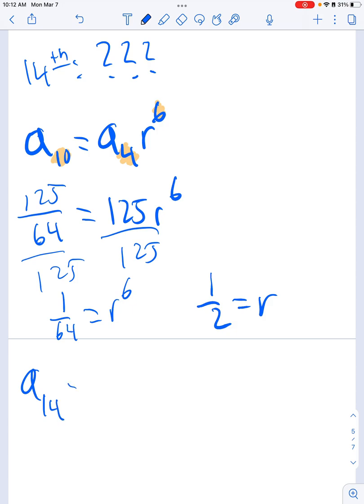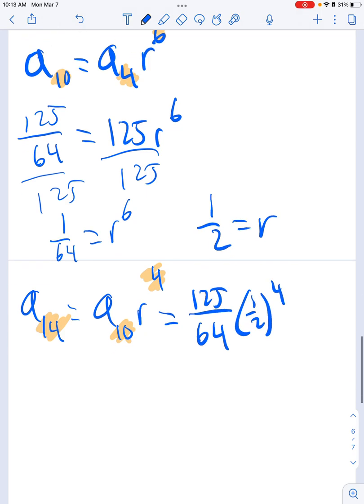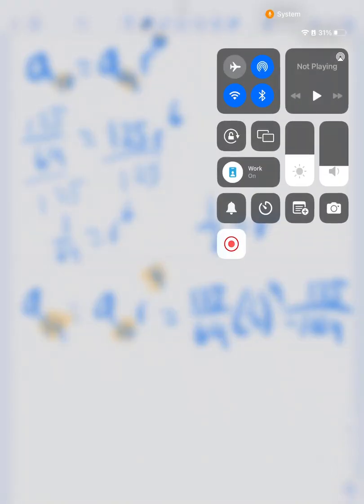To find the 14th term, I would take my 10th term, and multiply by r to the 4th power, since 10 plus 4 gives me my 14th term. So 125 over 64 times 1/2 to the 4th power. It's going to equal 125 over 1024.